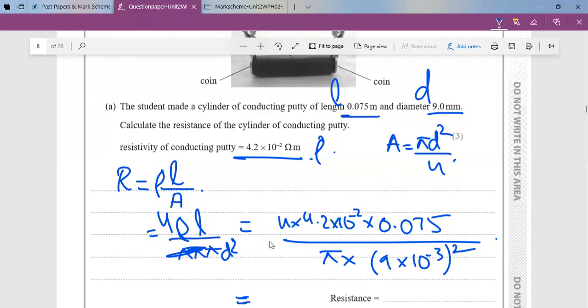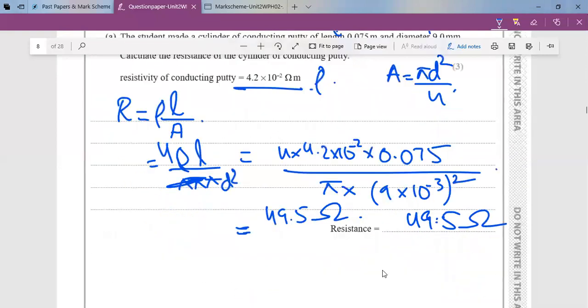Can you give me the answer to this? 49.5. All right, 49.5 ohms. Wait a second, let me check, oh yeah, that's the answer. Okay, moving on.